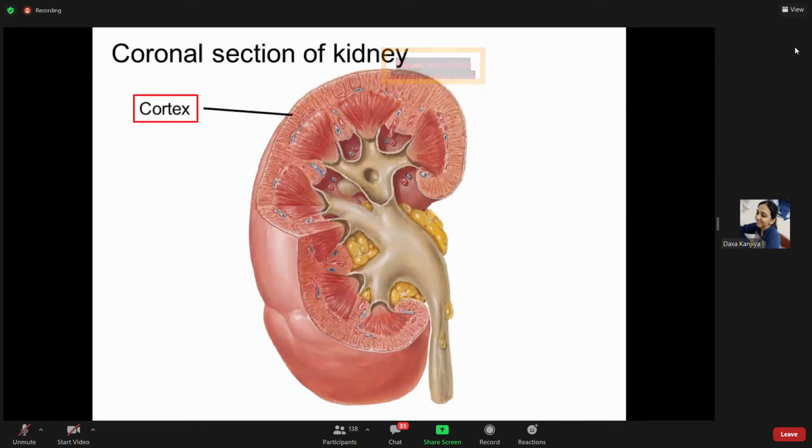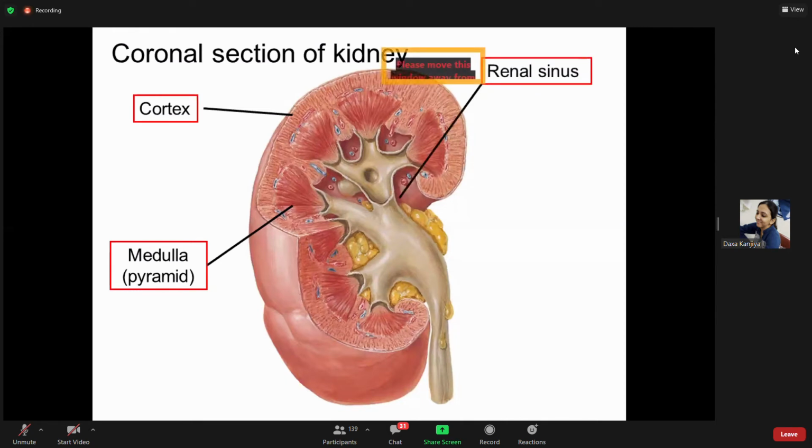so the outer paler area is the cortex, inner darker area is the medulla or pyramid, and the area surrounding the renal pelvis is called renal sinus. So the coronal section of the kidney is divided into 3 regions. This is the renal papilla, which opens into one of the calyces.